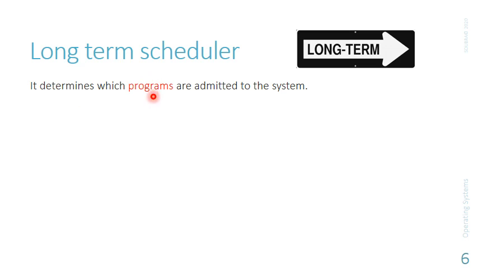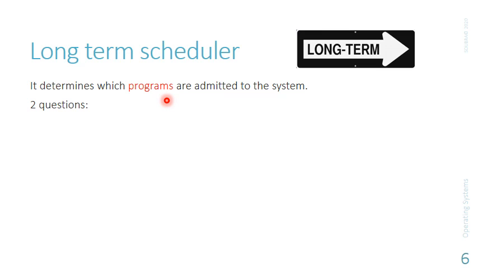So a program that is not a process yet, well, the long-term scheduler will decide which among them will be admitted as a process. So we will assign a PCB to it, we will give it some portion of the main memory, so it can get ready to be executing.